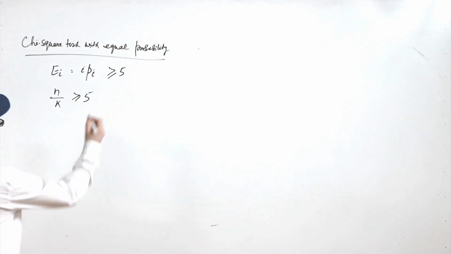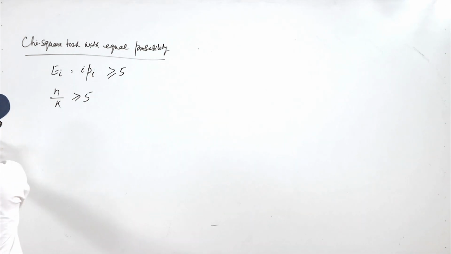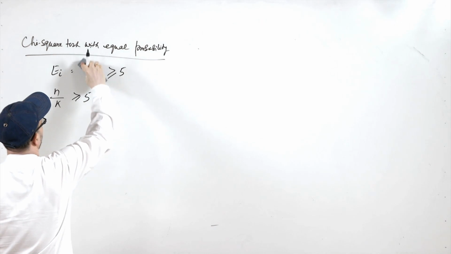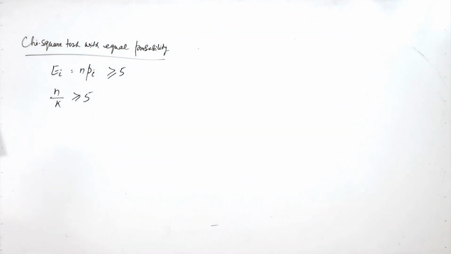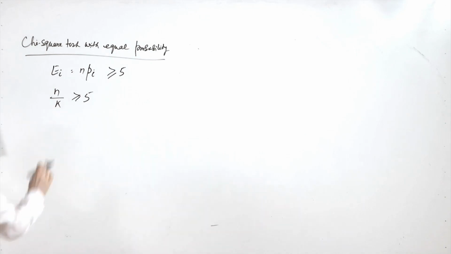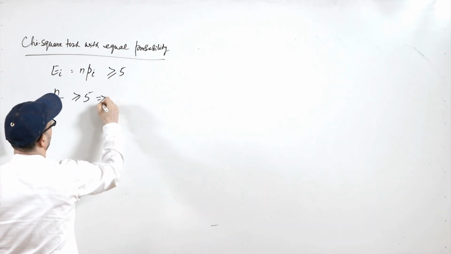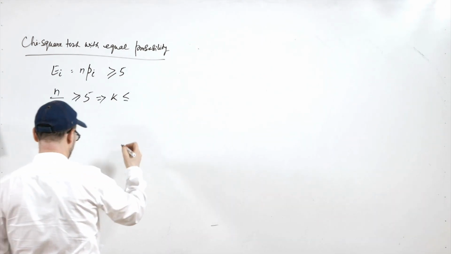So, n by k, how did it come? No, actually EI has to be NPI. So, EI equal to NPI, and PI is equal to 1 by k. So, that is why n into 1 by k. So, n by k is more than or equal to 5. It means k has to be less than or equal to n by 5.